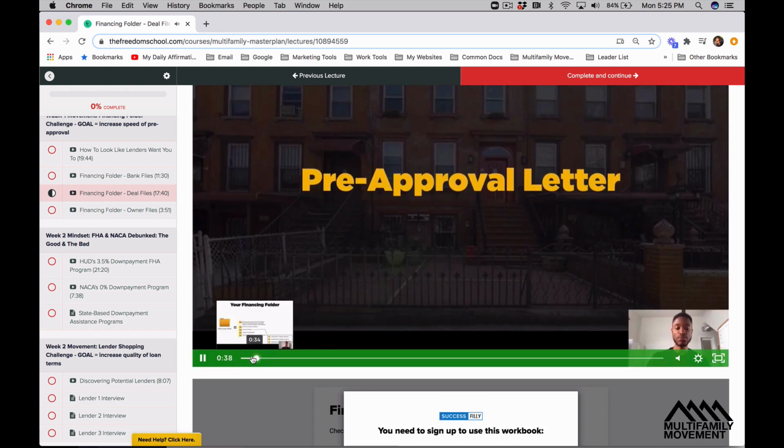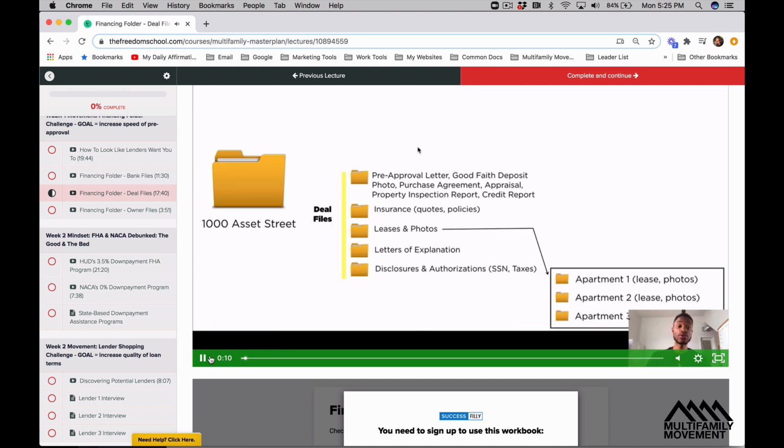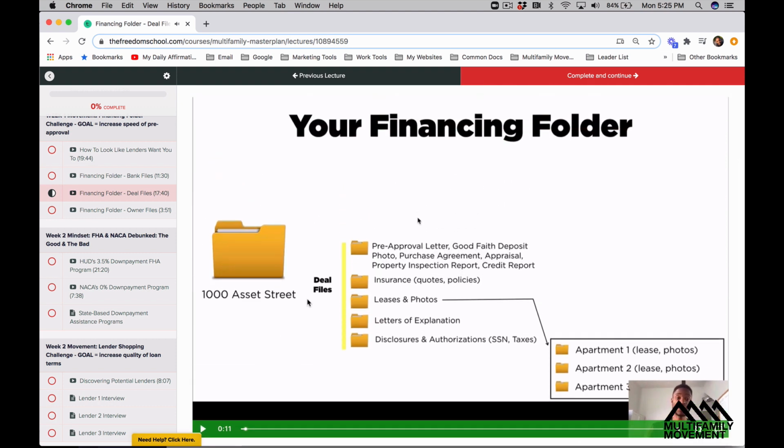So the first is the pre-approval letter. Where is it? As the deal. Okay, so there's a structure that's set up for each of these types of files that you need to have to keep all of your documents organized.